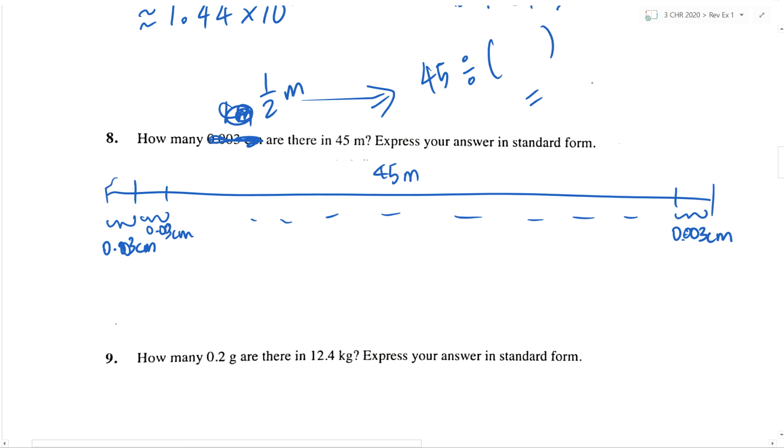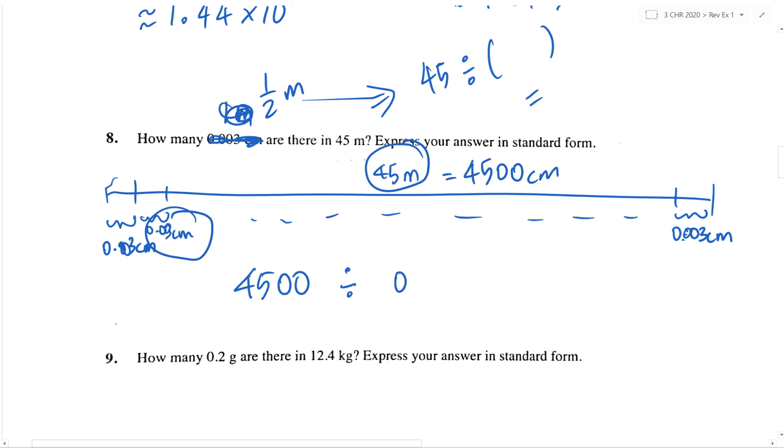Make sure the units are the same first. Do you want to convert 45 meters to cm, or do you want to convert 0.003 cm to meters? What's your preference? Meter to cm? Easier, right? Okay, this is the same as 4500 cm. So the answer will therefore be 4500 divided by 0.003.